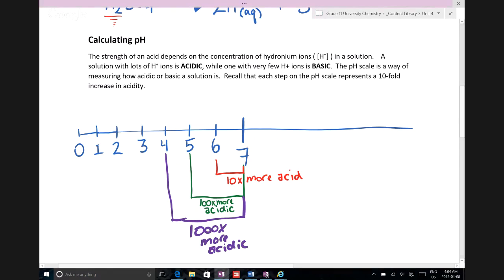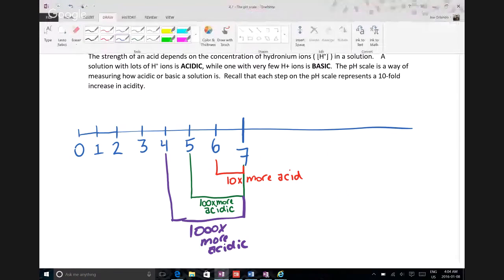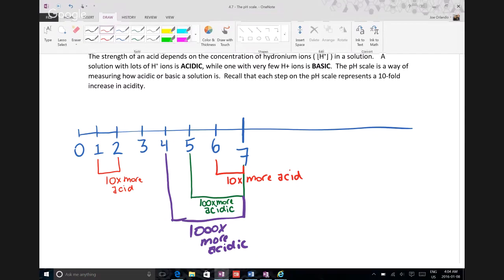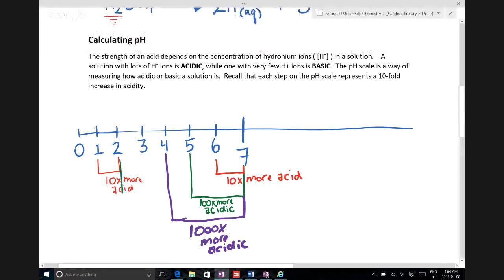And this doesn't need to just go from 7, of course. I could start anywhere I liked. I could say that an acid with a pH of 1 is 10 times more acidic than an acid with a pH of 2. Well, an acid with a pH of 0 would be 100 times more acidic.